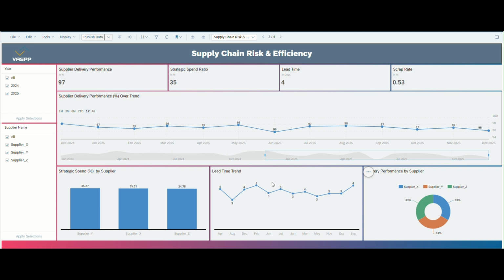Altogether, this dashboard creates a 360-degree view of supply chain performance and risk, connecting delivery accuracy, spend concentration, lead times, and quality outcomes into one narrative. It equips supply chain leaders to negotiate smarter, act faster, and prepare for disruptions with confidence.